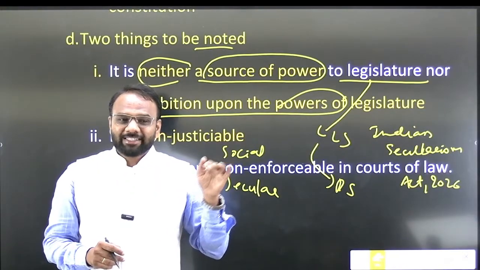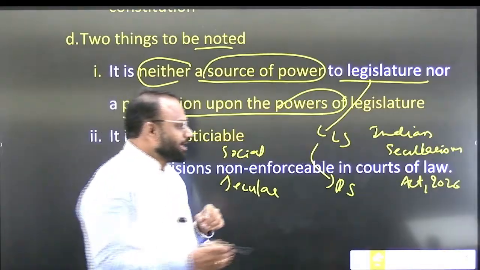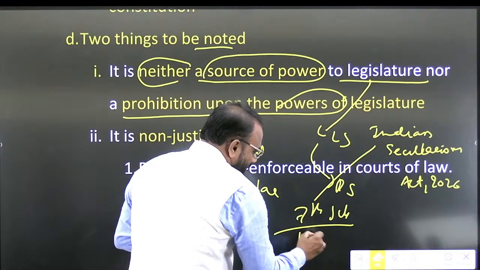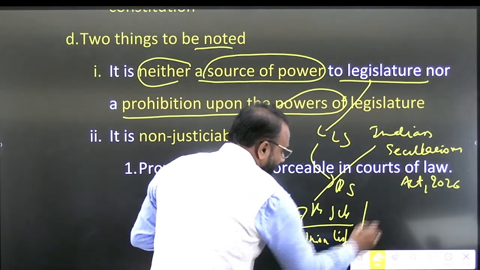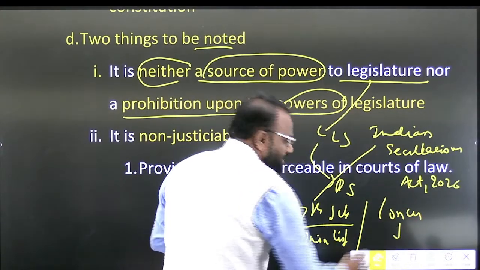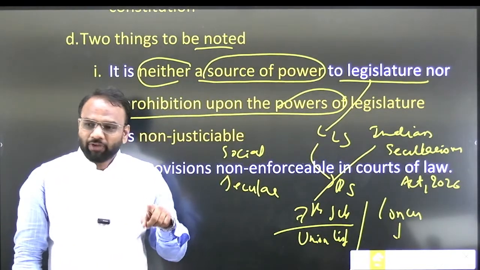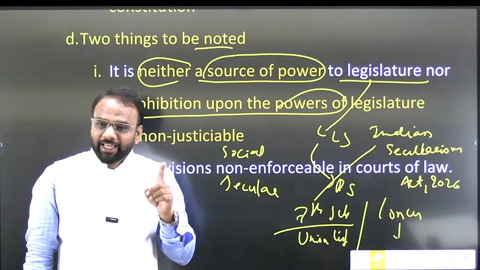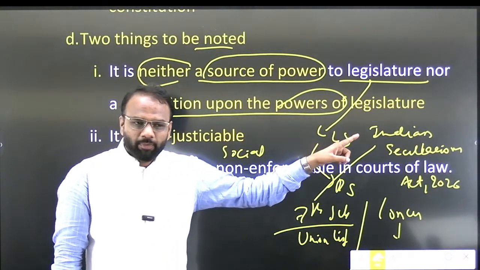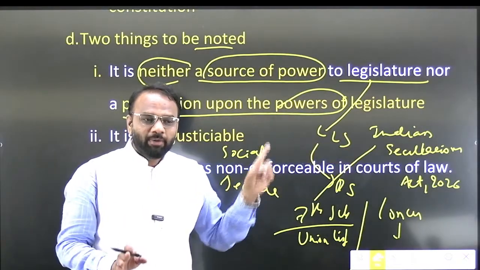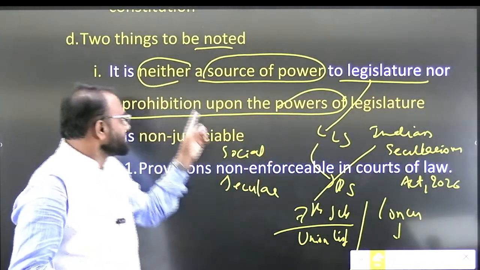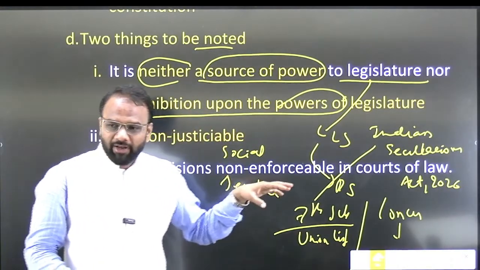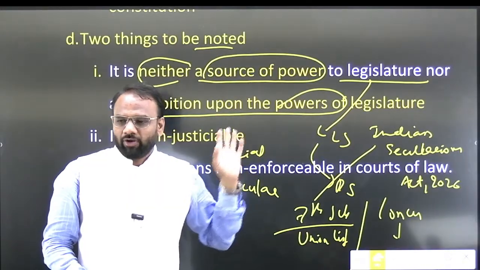Then when can Parliament make a law? Parliament can make law only based on the Seventh Schedule, the Union List or the Concurrent List. So the Seventh Schedule of the Constitution, especially the Union List subjects and the Concurrent List, can be a source of power to the legislature to make laws. The preamble cannot be a source of power. So it is neither a source of power to the legislature. Based on a word present in the preamble, Parliament cannot make law.